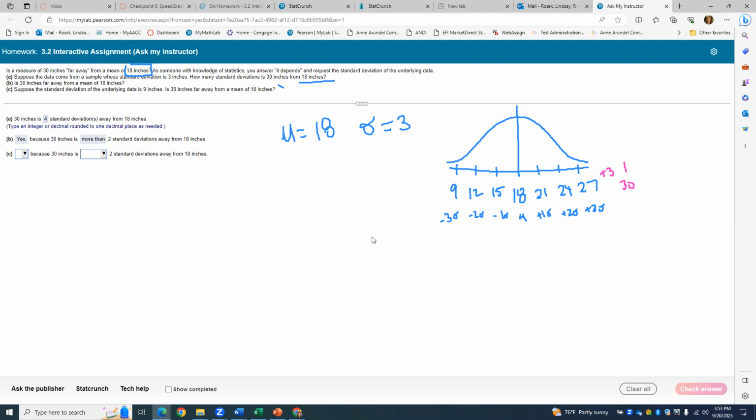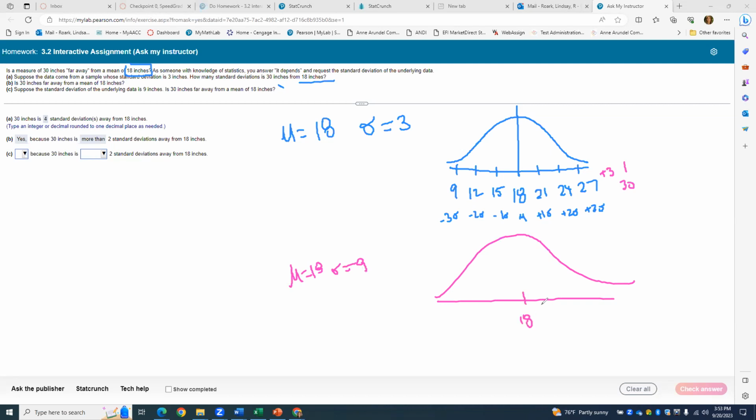Okay, and then the question says, suppose the standard deviation of the underlying data is 9. Is 30 inches far away from a mean of 18 inches? So now they're giving you a totally different problem. Now they're saying instead, if we had another normal curve, which I'm going to ask you to draw because I know it's rather annoying, and we still had the same mean of 18, but this time the standard deviation is 9, we're going to have new special numbers.